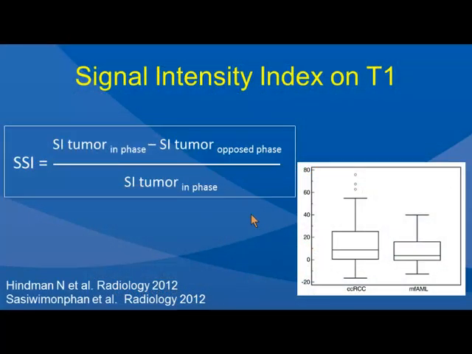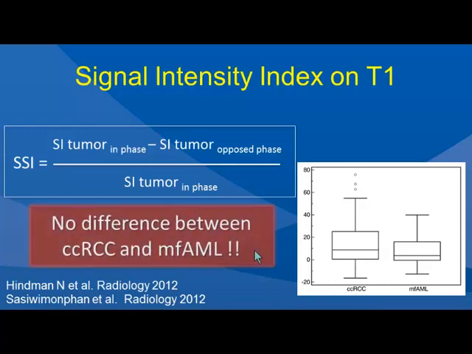And this chemical shift score or signal intensity index was proposed years ago, but we and other groups have shown again that based on this score comparing signal intensity on in-phase and opposed phase imaging, you cannot distinguish those two entities. It's complete overlap of the signal.